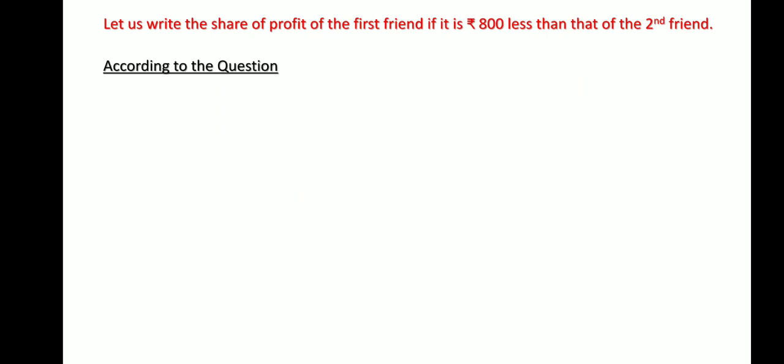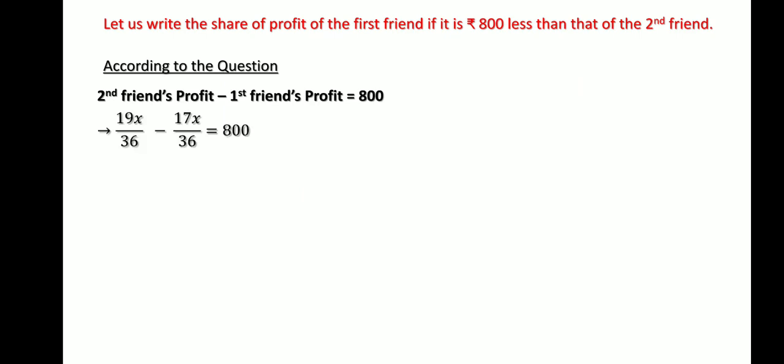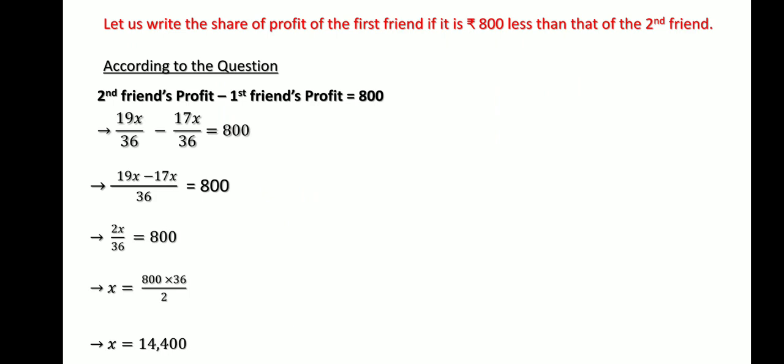So this is what we understand from the question, that second friend's profit minus first friend's profit is rupees 800. We have just calculated them. We'll replace the values. You see 36 is in the denominator, that remains as the LCM. We subtract 19x minus 17x, we get 2x by 36. 36 goes up and gets multiplied with 800. 2 goes to the denominator. So you can cancel 2 and 800, and the answer comes to 14,400. So now what is x?